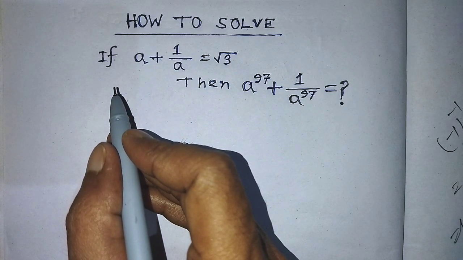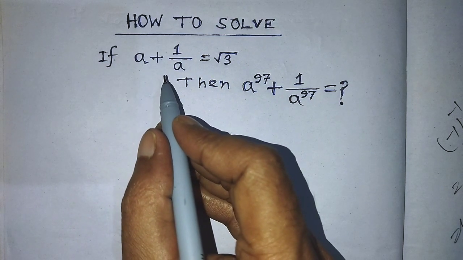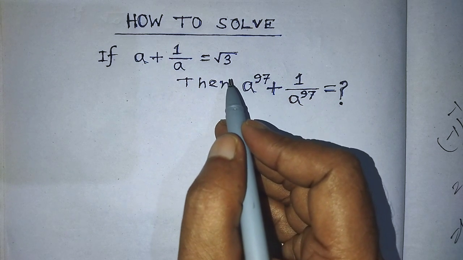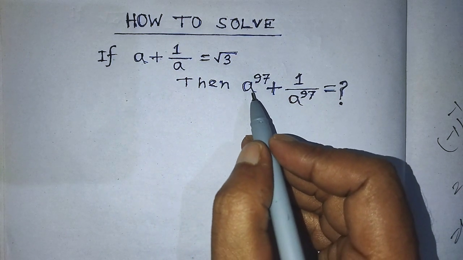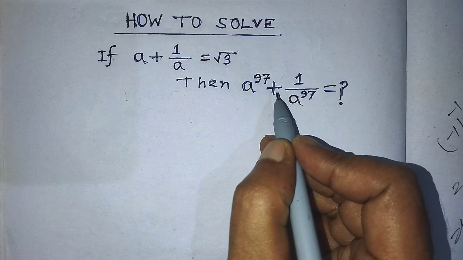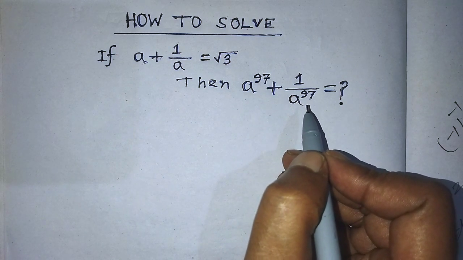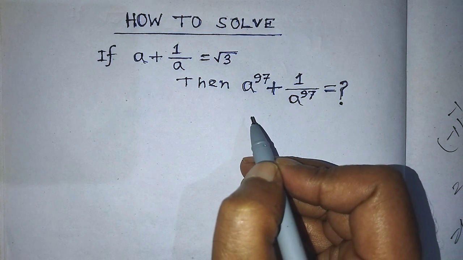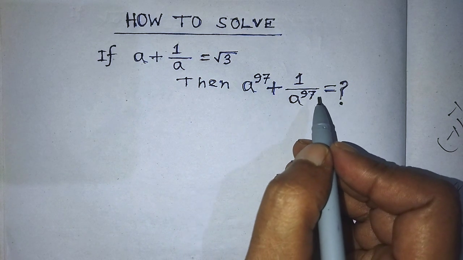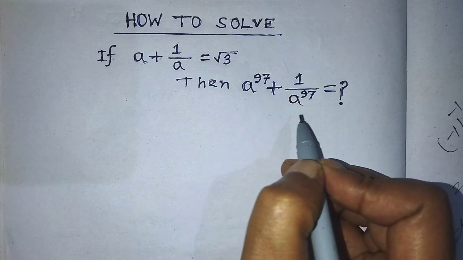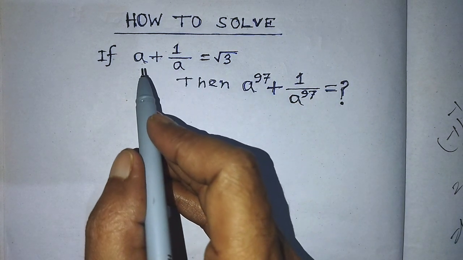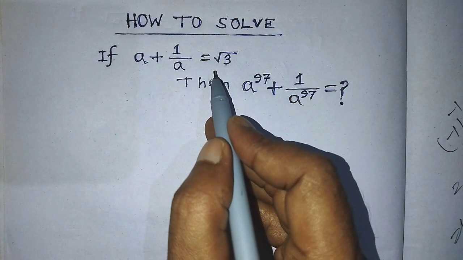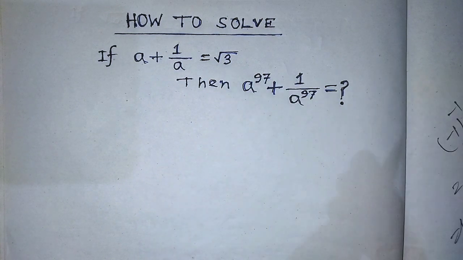So student, today our question is: if a plus 1 over a is equal to root 3, then find the value of a to the power 97 plus 1 over a to the power 97. Today in this video I will tell you how to find the value of this algebraic expression from the given equation a plus 1 over a is equal to root 3.